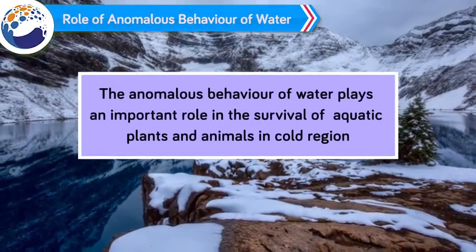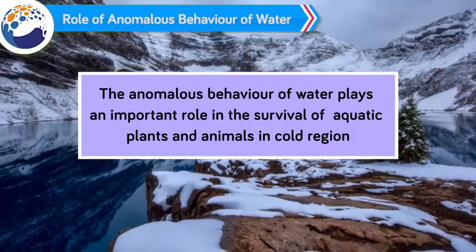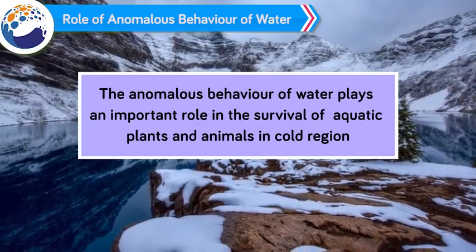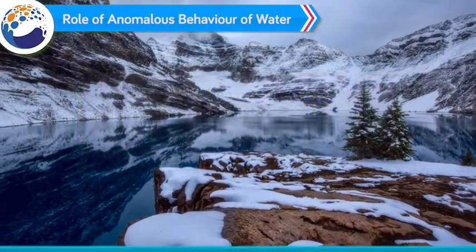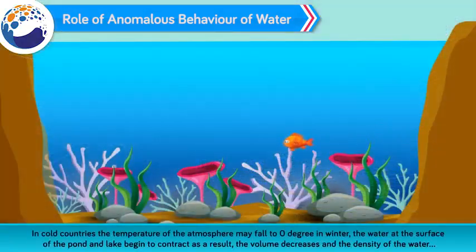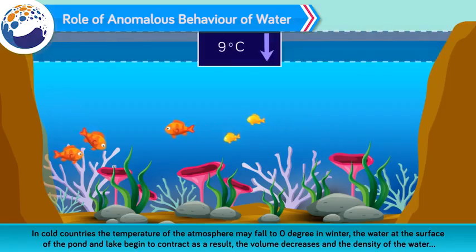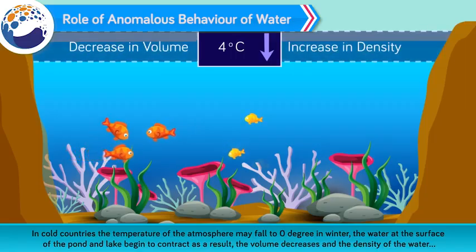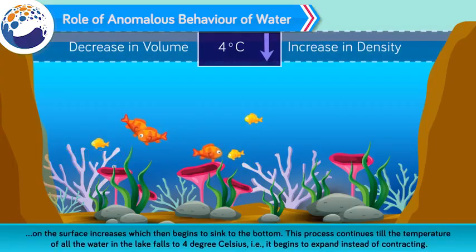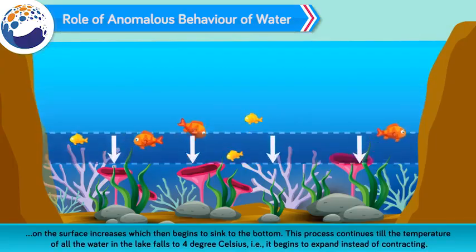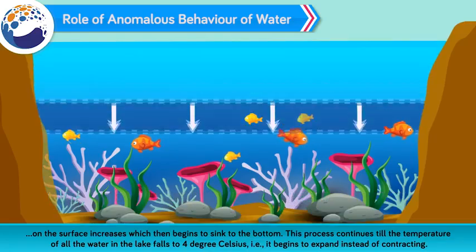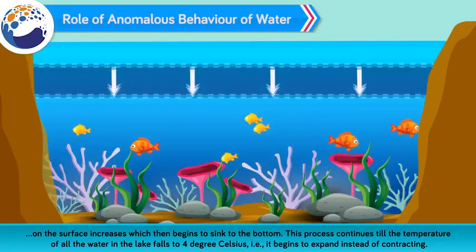The anomalous behavior of water plays an important role in the survival of aquatic plants and animals in cold regions. In cold countries, the temperature of the atmosphere may fall to 0 degrees in winter. The water at the surface of the pond and the lake begins to contract as a result. The volume decreases and the density of water on the surface increases, which then begins to sink to the bottom. This process continues till the temperature of all the water in the lake falls to 4 degrees Celsius.